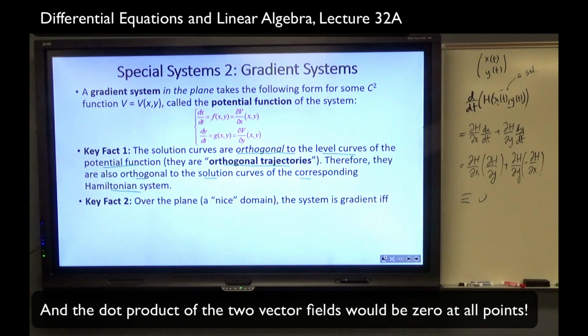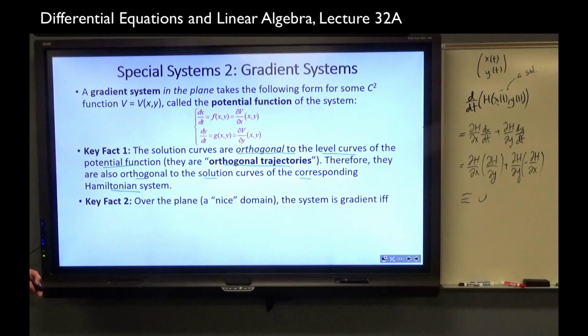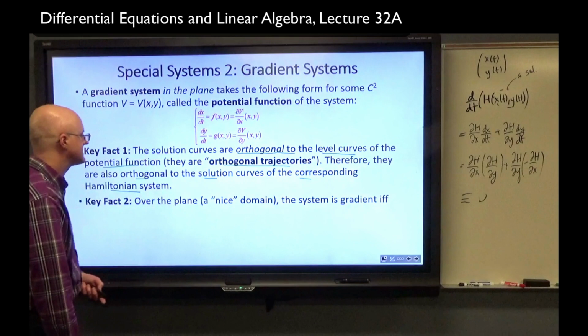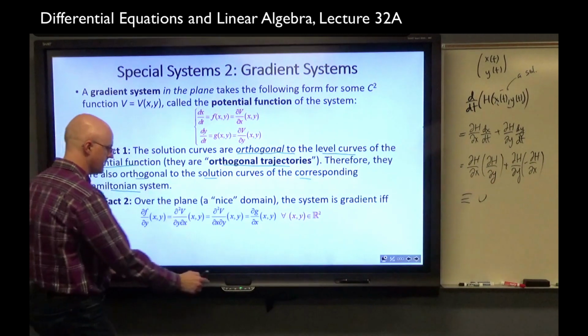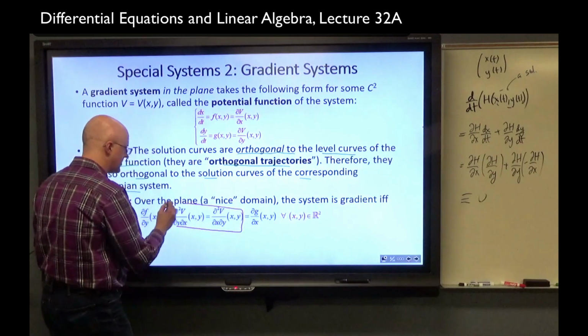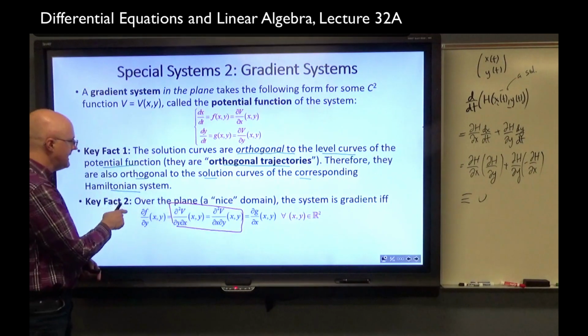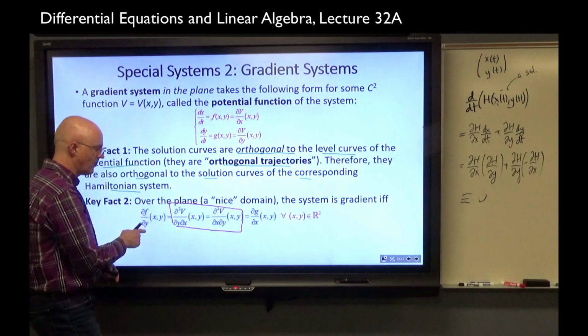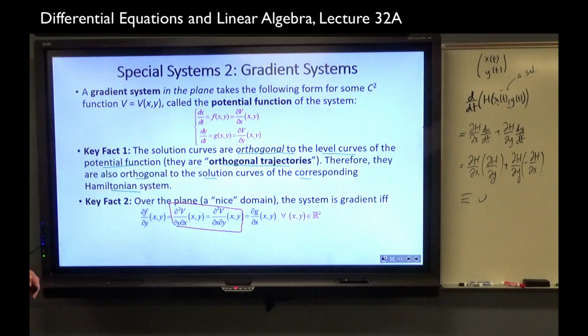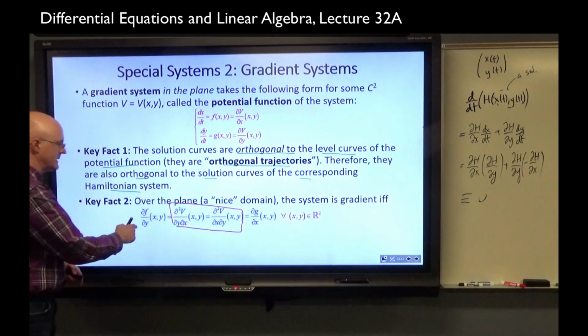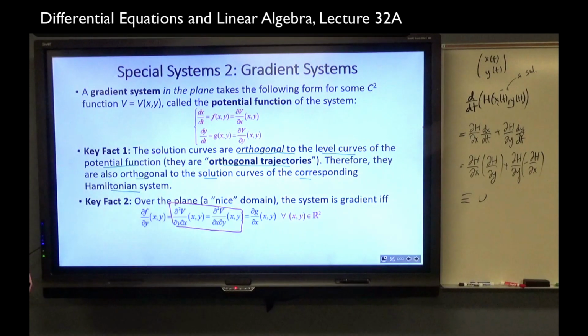Key fact number 2: over the plane, in other words, a simply connected domain, again, is the official term for a nice domain here, the system is gradient if and only if there's another partial derivative condition, also based on Clairaut's theorem. The fact that these second order mixed partials are equal means if the system is gradient, then the partial of f with respect to y will be equal to the partial of g with respect to x. No extra minus sign in there. And also we switched around the x and the y from the Hamiltonian case here.